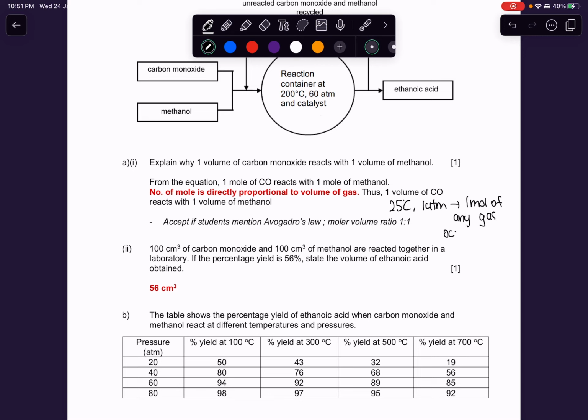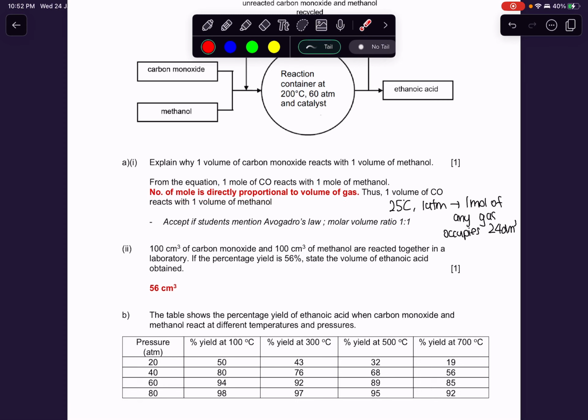will occupy 24 dm cube of volume. However, if you change the temperature and the pressure, they will still occupy the same volume. It's just that it won't be 24, it can be like 23.9, 24.4, and so on and so forth. So you must explain that mole ratio is directly proportional to volume of a gas.